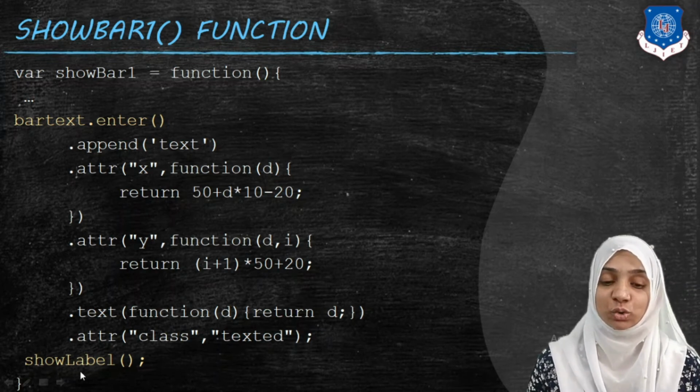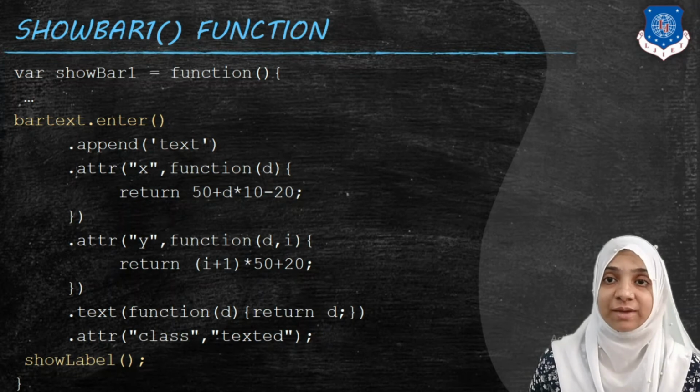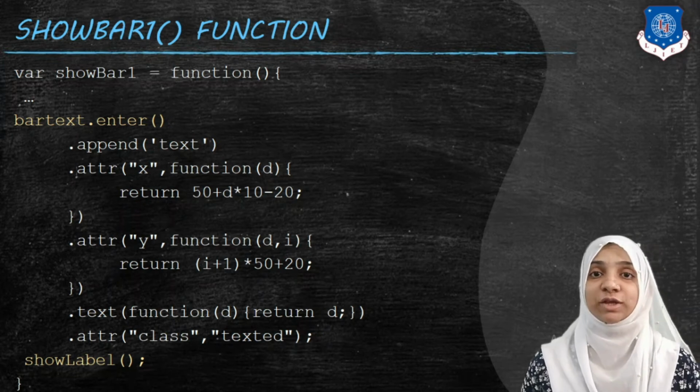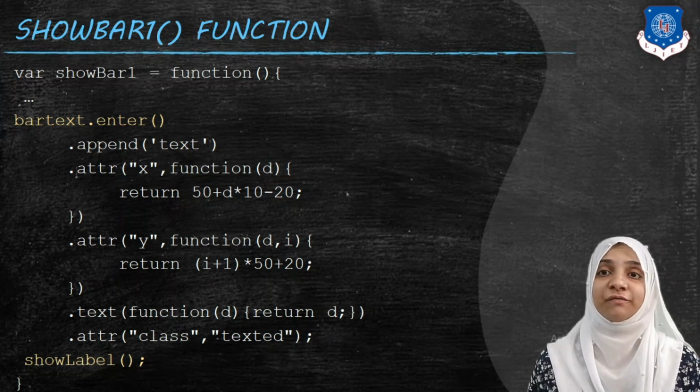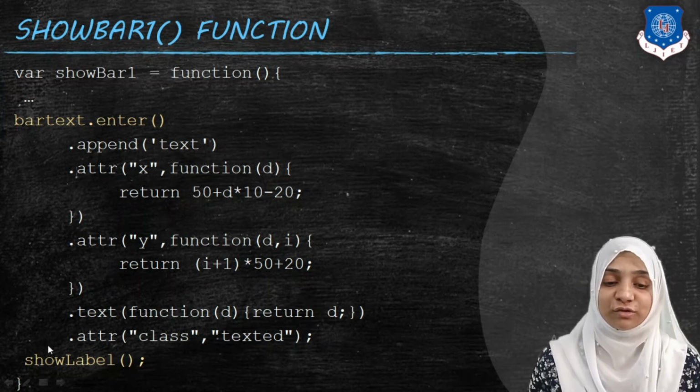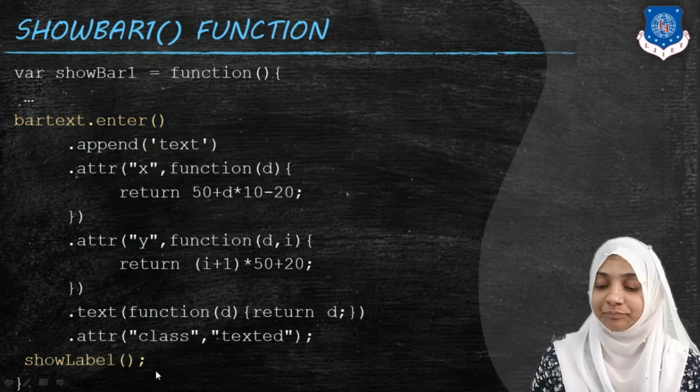Now what is this show label method? Show label method is going to show the legends of each and every bar. Say for example first bar is showing the population of Mumbai, second bar is showing the population of say Delhi, and so on. So all these labels are going to get shown with the help of show label method.